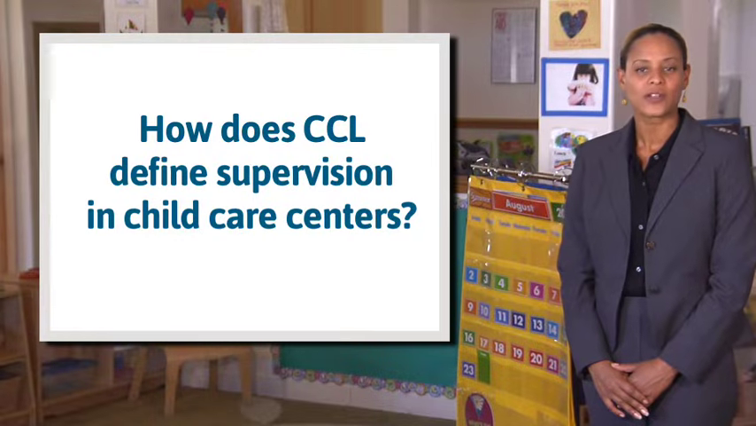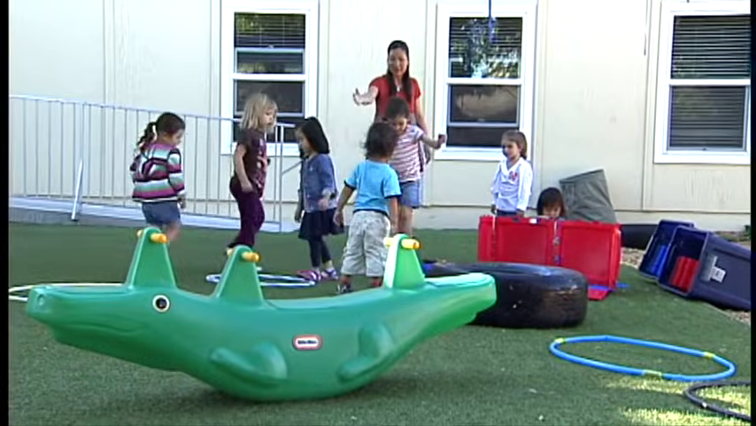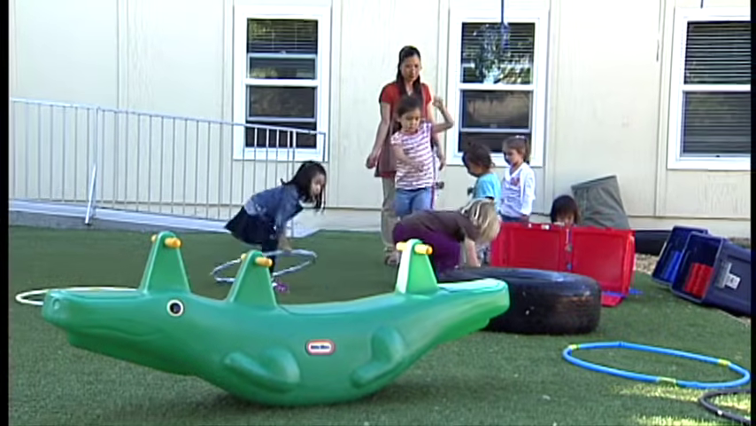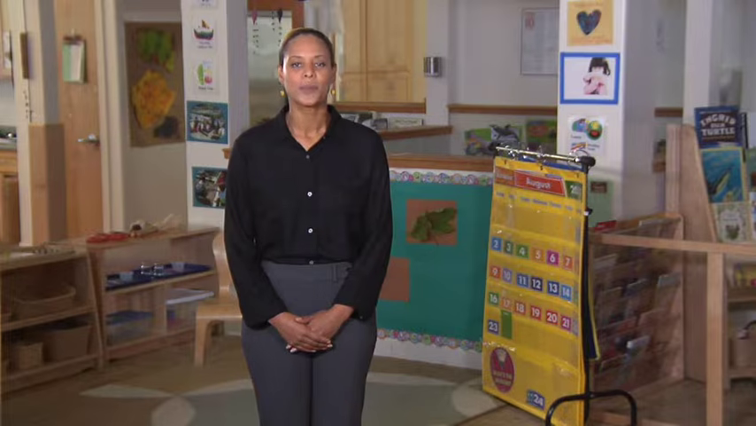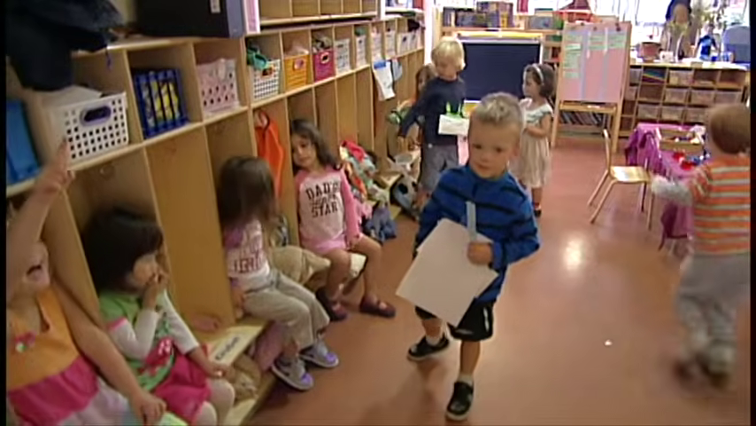How does community care licensing define supervision in child care centers? Supervision of children must be 100% visual at all times. That means that teachers must always be able to see all children, whether they are in the classroom, outdoors, or in any area of the child care center.